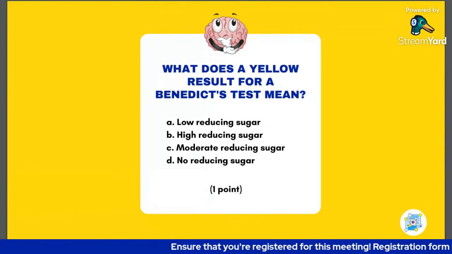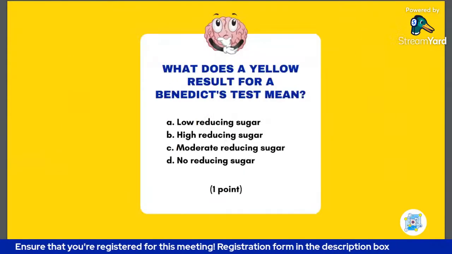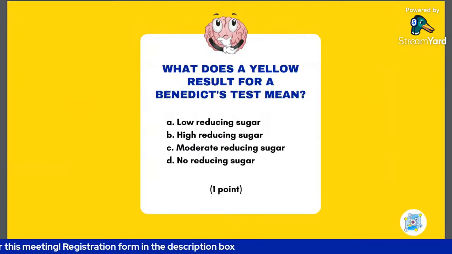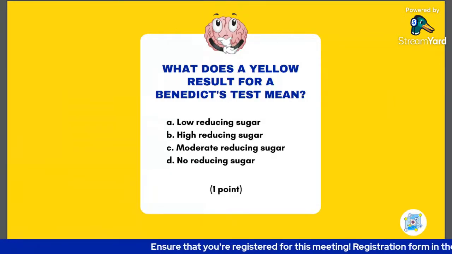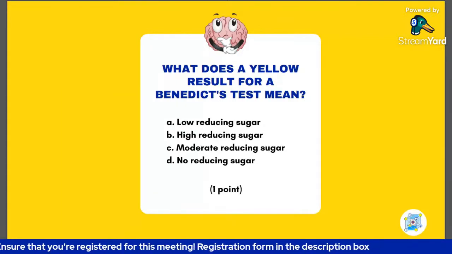Miguel, no, it is not D. I don't know how you're going to ask me what the answer is. Not D. So yellow is going to give you moderate. Anything above yellow, whether it's orange or red or close to brown looking, that's a high concentration of sugar.